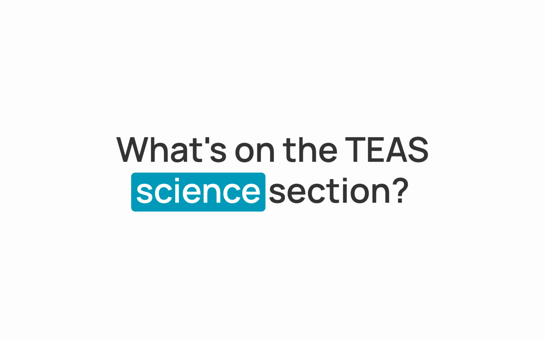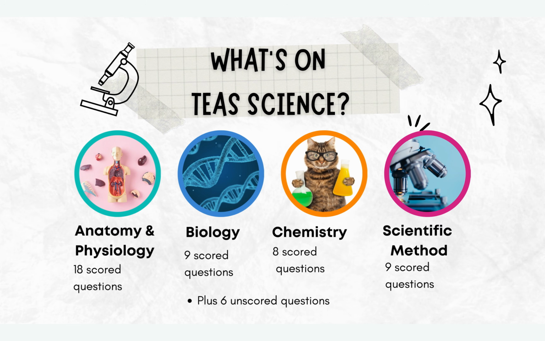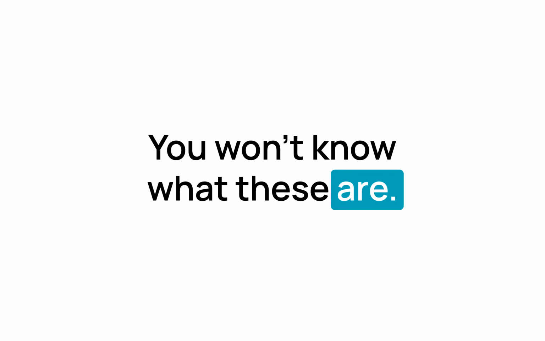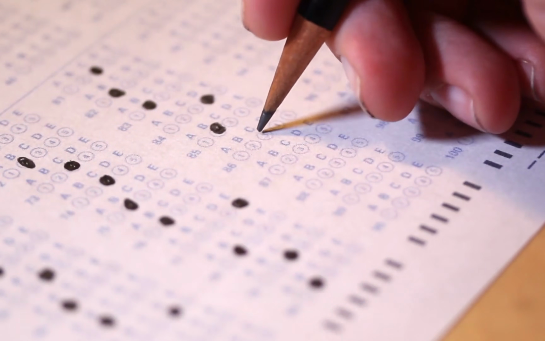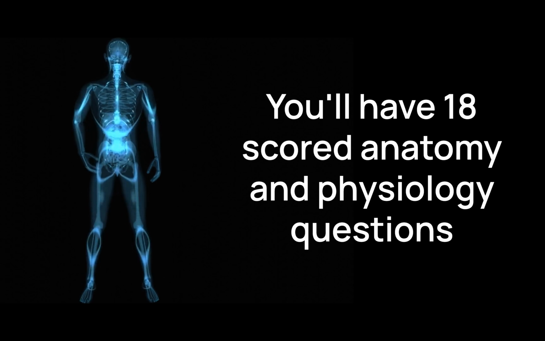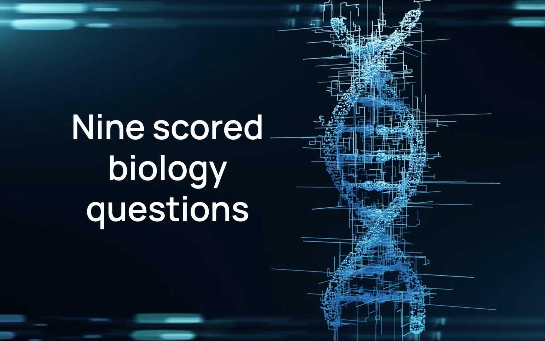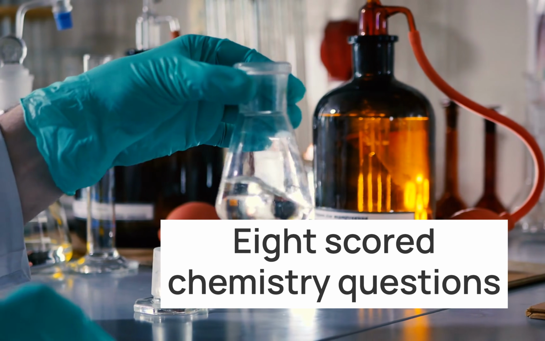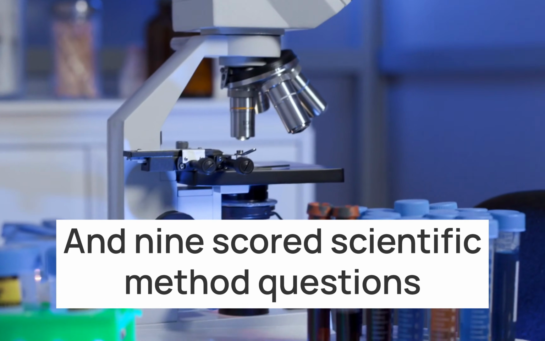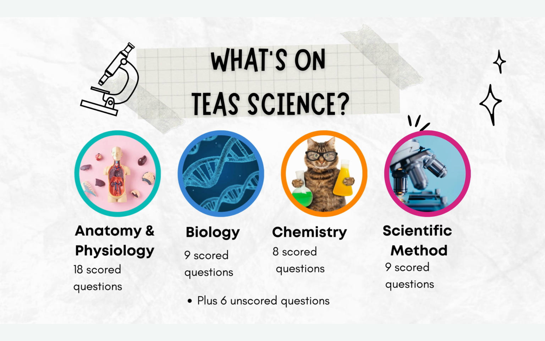What's on the TEAS science section? The TEAS science section has 50 total questions, and 6 of them aren't scored. You won't know what these are. You'll also have a mix of questions that follow the same standardized breakdown. You'll have 18 scored anatomy and physiology questions, 9 scored biology questions, 8 scored chemistry questions, and 9 scored scientific method questions. No matter what version of the TEAS you take, you'll have this question breakdown.